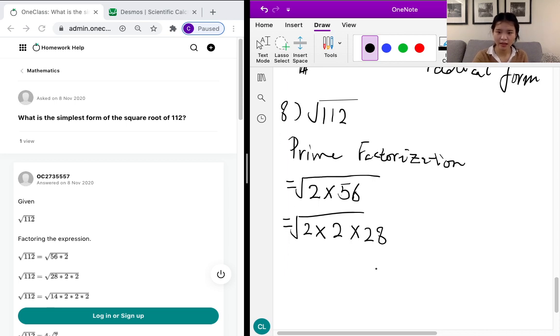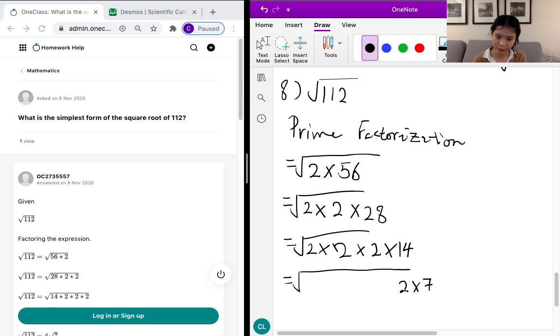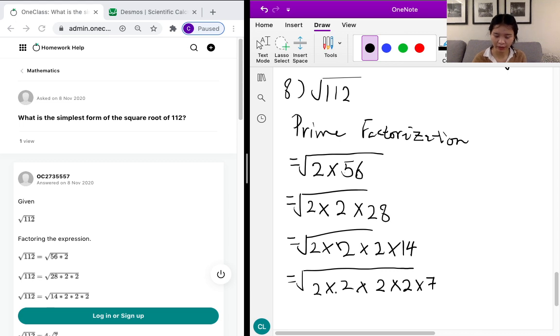Again, 28 also has 2 as one of its factors, and 28 over 2 is equal to 14, so we have 2 times 2 times 14. And we know 14 also has 2 as its factor, and 14 is equal to 2 multiplied by 7. Now, all of our factors are prime, because 7 is prime, since the only factors of 7 are 1 and itself, and 2 is also prime. So this is our prime factorization of 112.